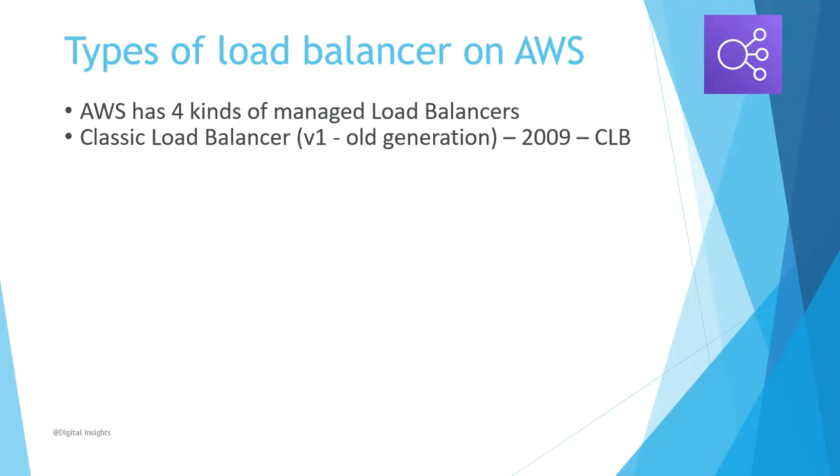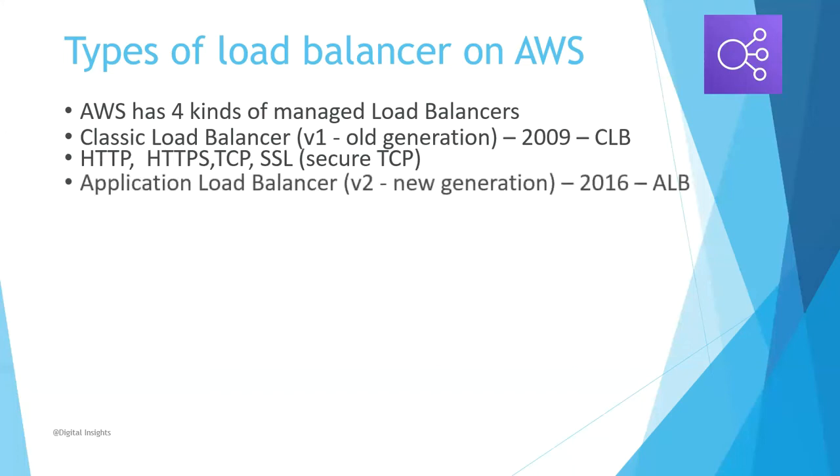It was basically launched in 2009, CLB. Now it does HTTP, HTTPS, TCP, SSL kind of load balancing. It's not basically an application load balancer, but yeah, it works on those protocols. Now the second is application load balancer, which is the new generation, launched in 2016. You can just call it ALB. So now if I say CLB, you just need to know that it's classic load balancer, and ALB is application load balancer. Now this works on the application level, like HTTP, HTTPS, and WebSocket.